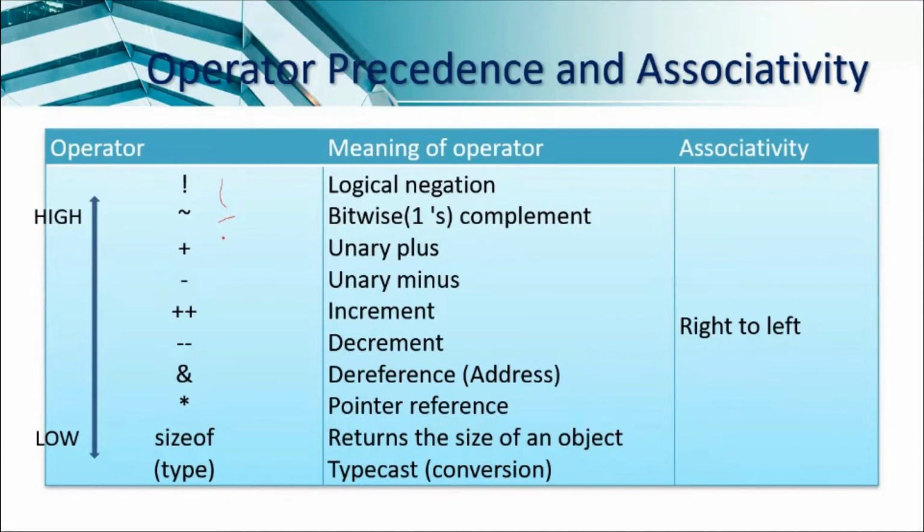In the case of this type of operators, that is the logical negation, bitwise one's complement, then unary plus, unary minus, the increment operator, decrement operator, the address operator, the dereference operator, then the pointer reference, sizeof operator, then the typecast, that is how one type of data is converted into another type, for example integer data being converted into double. That is known as typecasting.